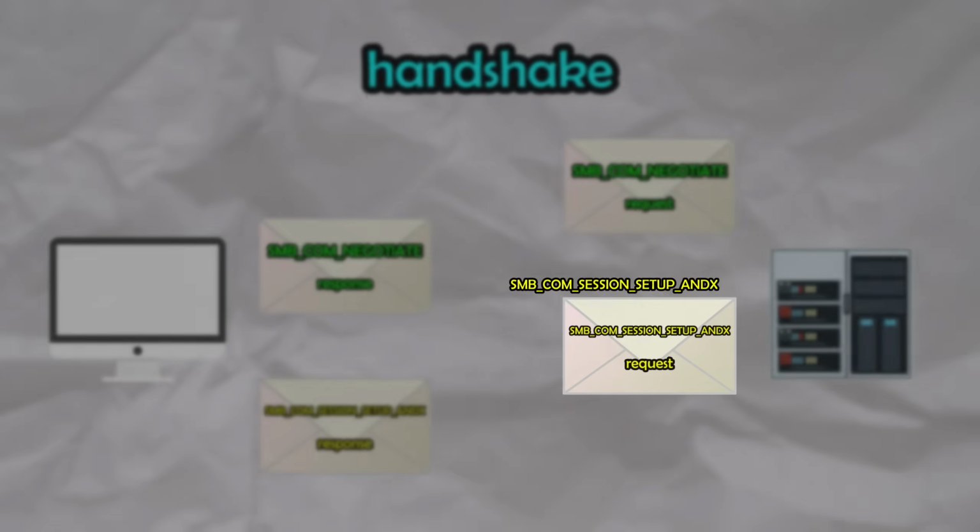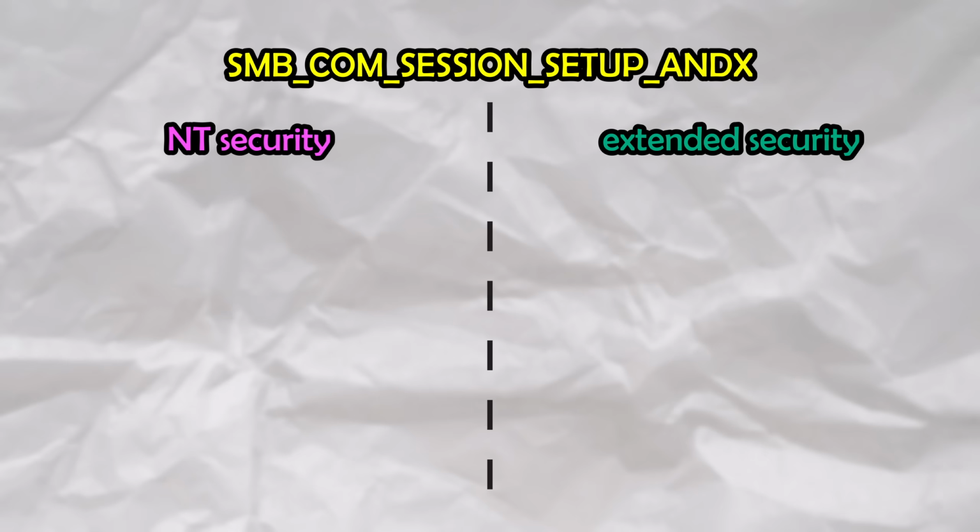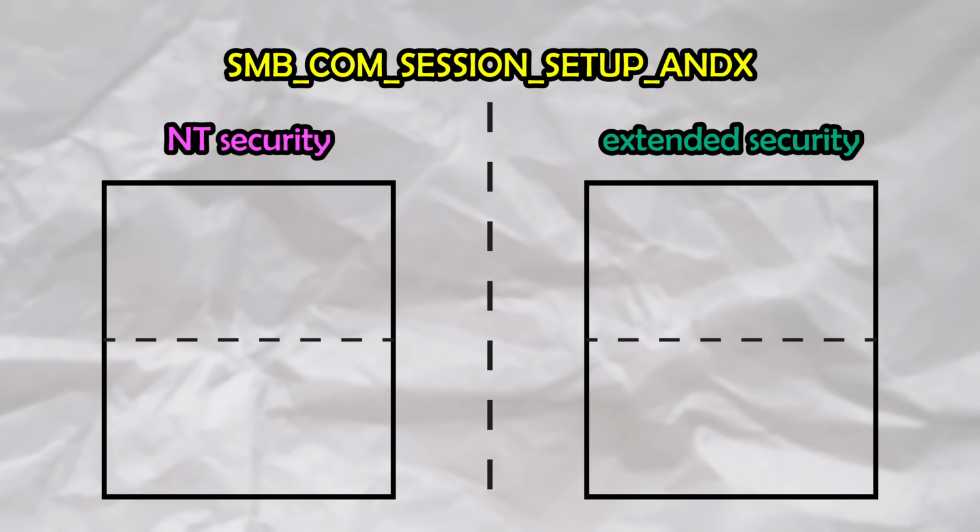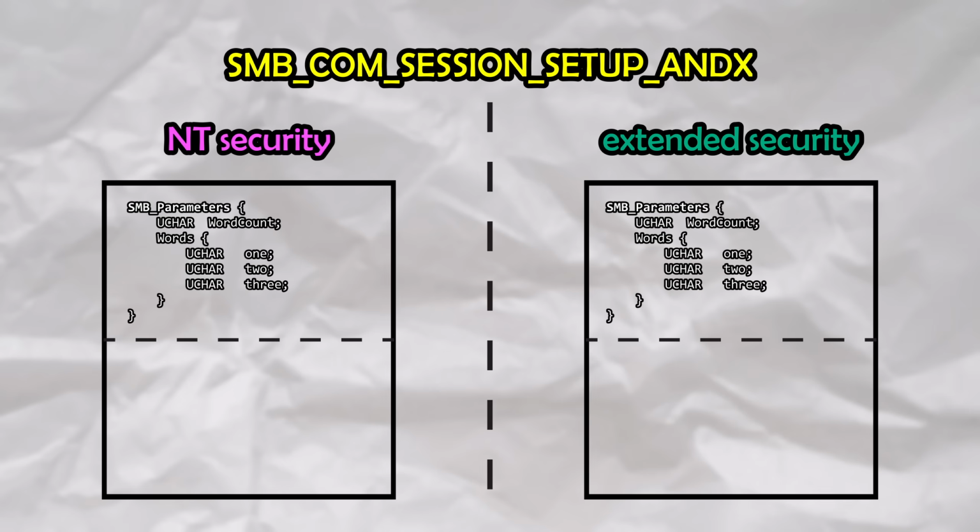Let's take a look at the SMB COM session setup and X request in more detail. This request is actually available in two different forms, being NT security and extended security, depending on the type of authentication being used. With both formats, the request is split up into two sections, being the SMB parameters and the SMB data. The SMB parameter struct contains a word count field that represents the total length of its members in word size. With the NT security format, word count will always be equal to 13, and with the extended security format, word count will always be equal to 12.